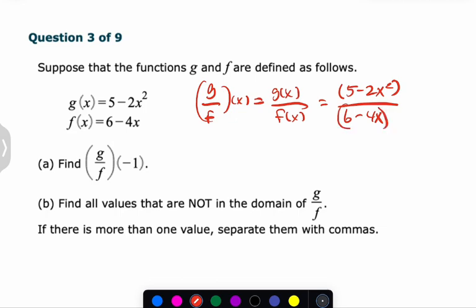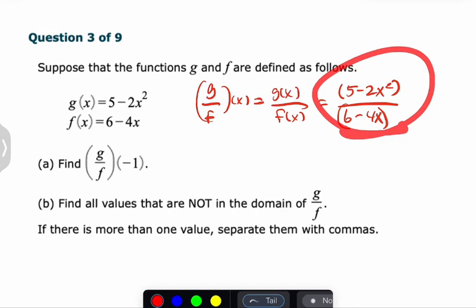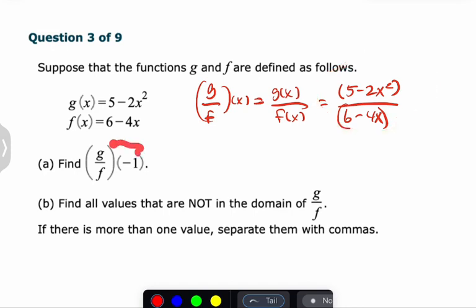Okay, that's just what that is. Now remember, our denominator is not allowed to equal 0. So if we input and get a 0 denominator, it might be undefined. Now, they wanted us to input -1. So since we have that here, that's really just saying input -1 into the g function, input -1 into the f function, and then divide them.